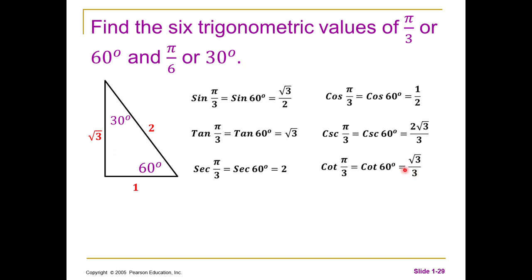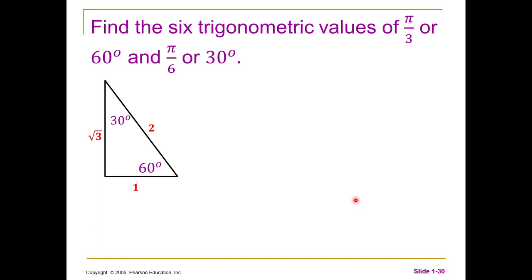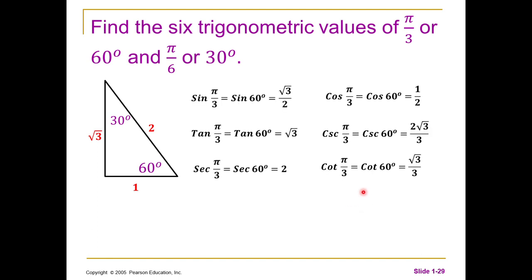Kasi ito, 1 over square root of 3. So, multiply mo square root of 3 over square root of 3. So, pag kinross multiply mo, square root of 3 times square root of 3, magiging 3 na lang yun, di ba? So, square root of 3 over 3. So, doon nagmula. Paano naman daw ang ating pi over 6?